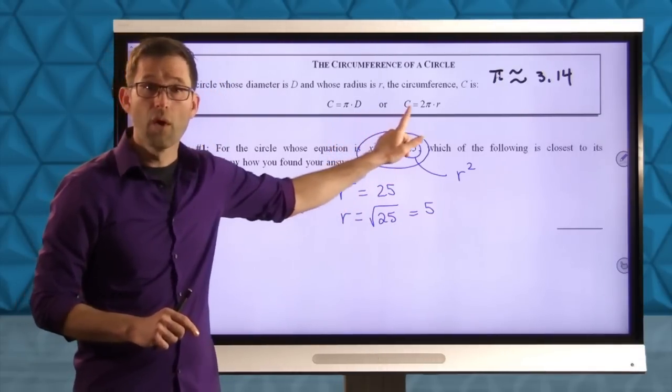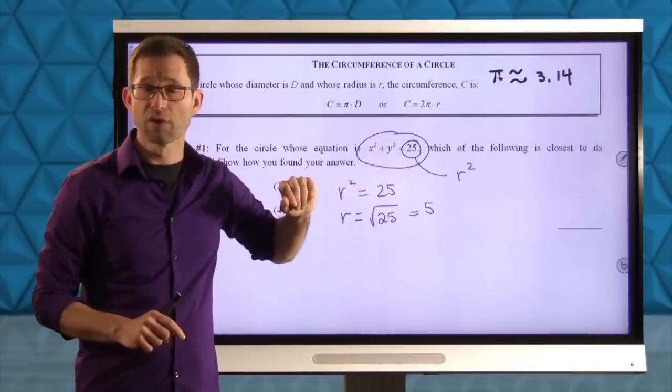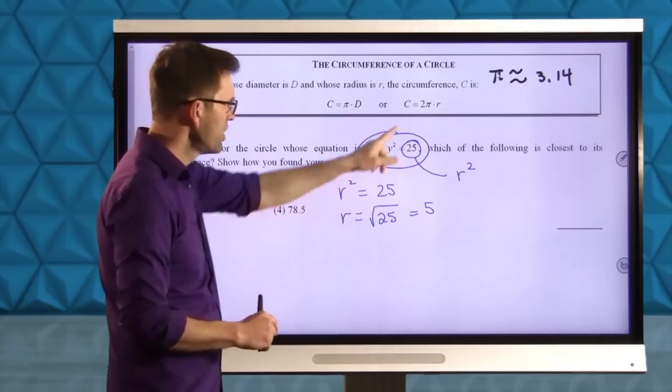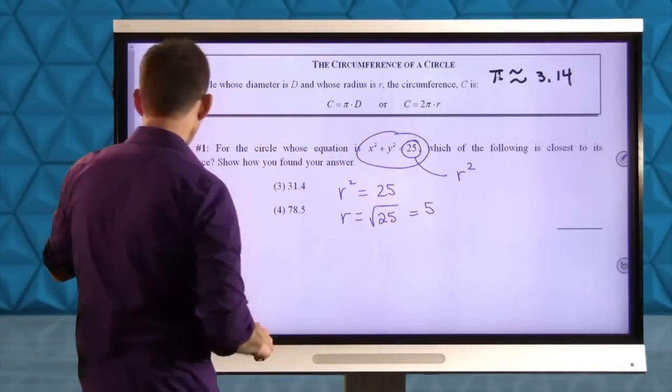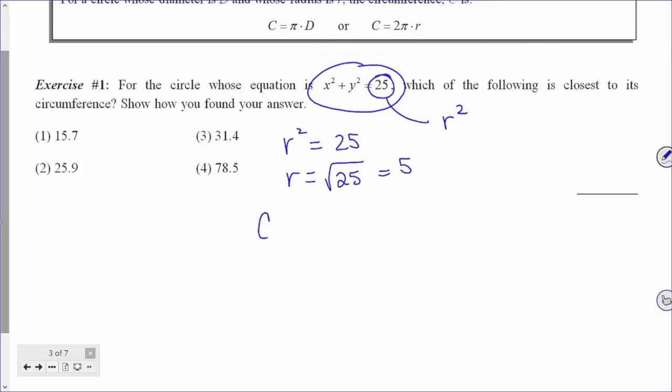We can now think to ourselves, well, the diameter therefore is 10, or, if we want to use this formula, we could use this formula if we just wanted to use the radius instead. I'm going to stick with this one. It's an important formula to get used to. So the circumference now is 2 times pi times the radius.